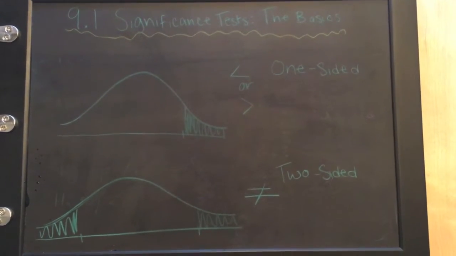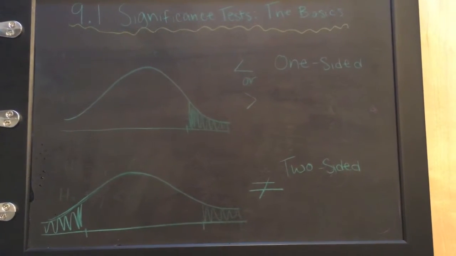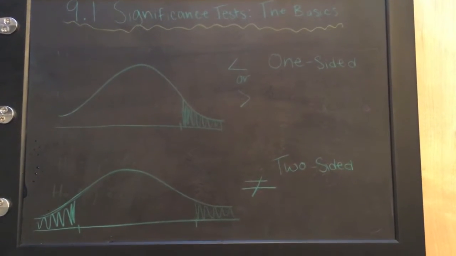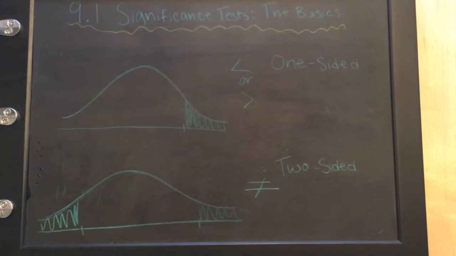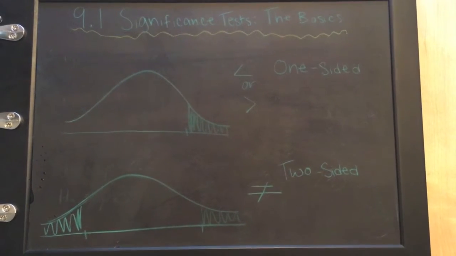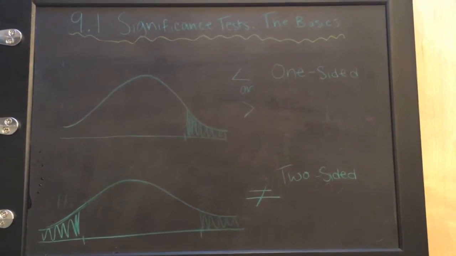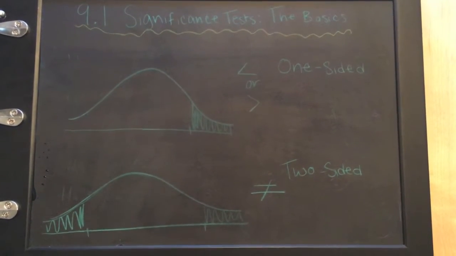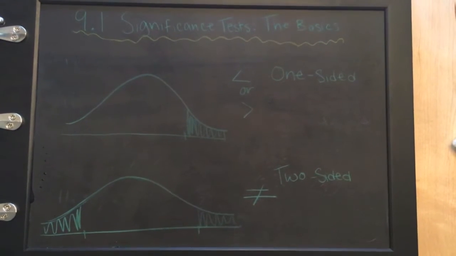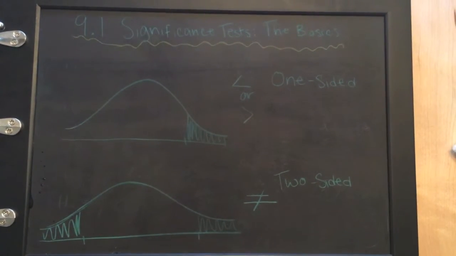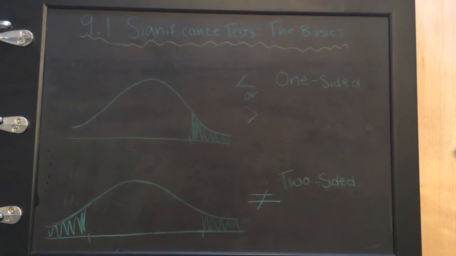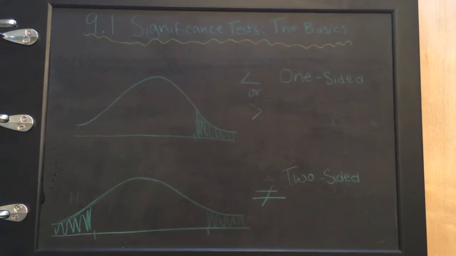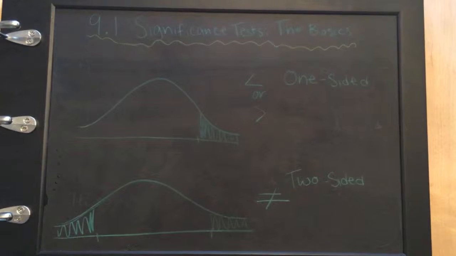What kind of significance tests are there? The alternative hypothesis is one-sided if it states that the parameter is larger than the null hypothesis value, or if it states that the parameter is smaller than the null value. It is two-sided if it states that the parameter is different from the null hypothesis value. It could be either larger or smaller. This is expressed in the alternative hypothesis for a one-sided test by using a greater than or less than sign, and for a two-sided test using a does not equal sign.